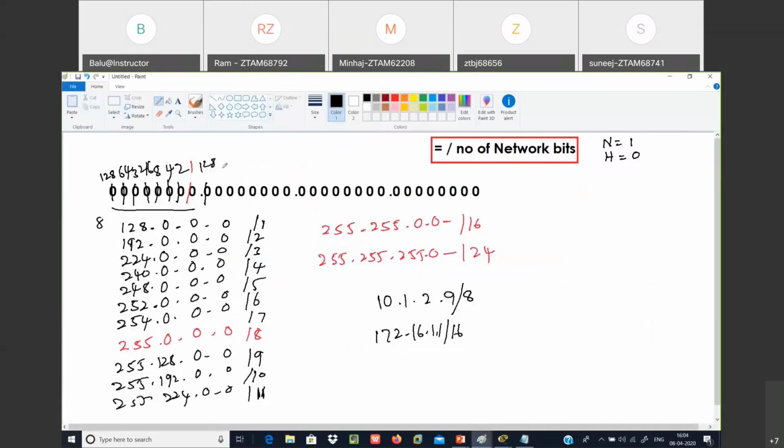So what is the subnet mask of /25? Slash 25 is what? 255.255.255.128. Now /18.